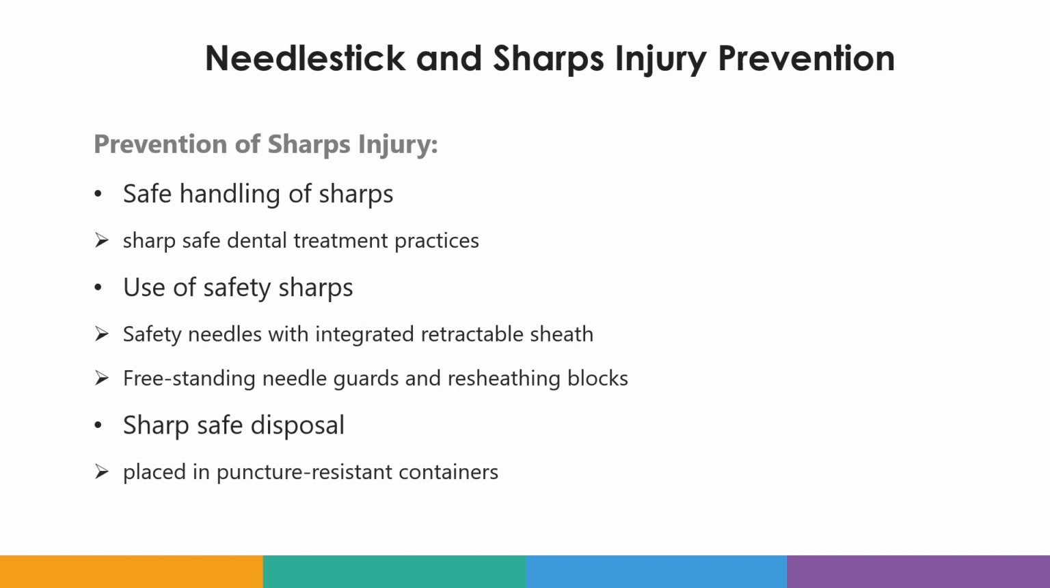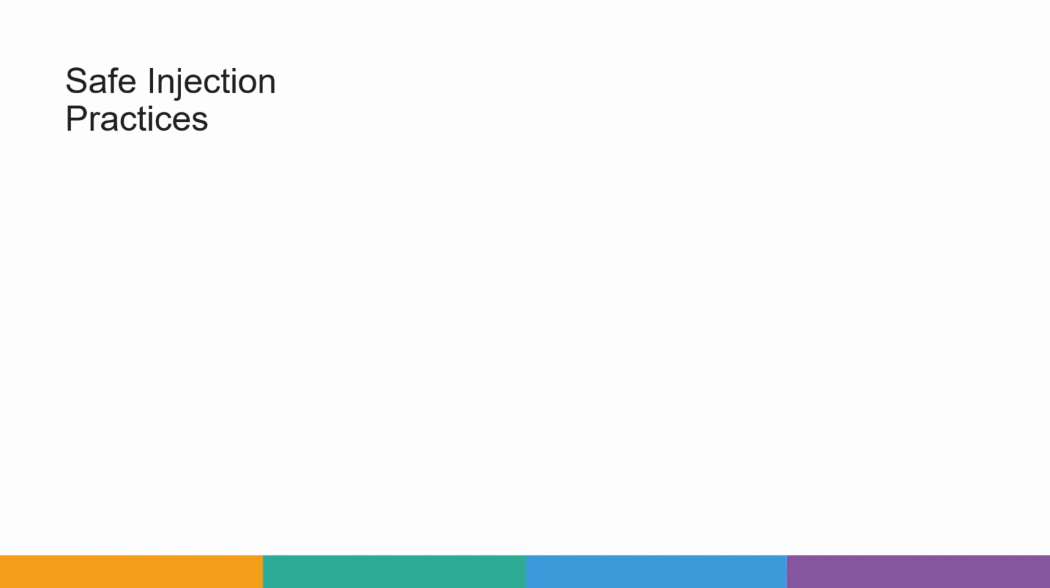Place used disposable syringes and needles, scalpel blades, and other sharp items in appropriate puncture-resistant containers, preferably located as close as possible to the area where the items are used. Safe injection practices are intended to prevent transmission of infectious diseases between one patient and another, or between a patient and oral healthcare practitioners during preparation and administration of parenteral medications.